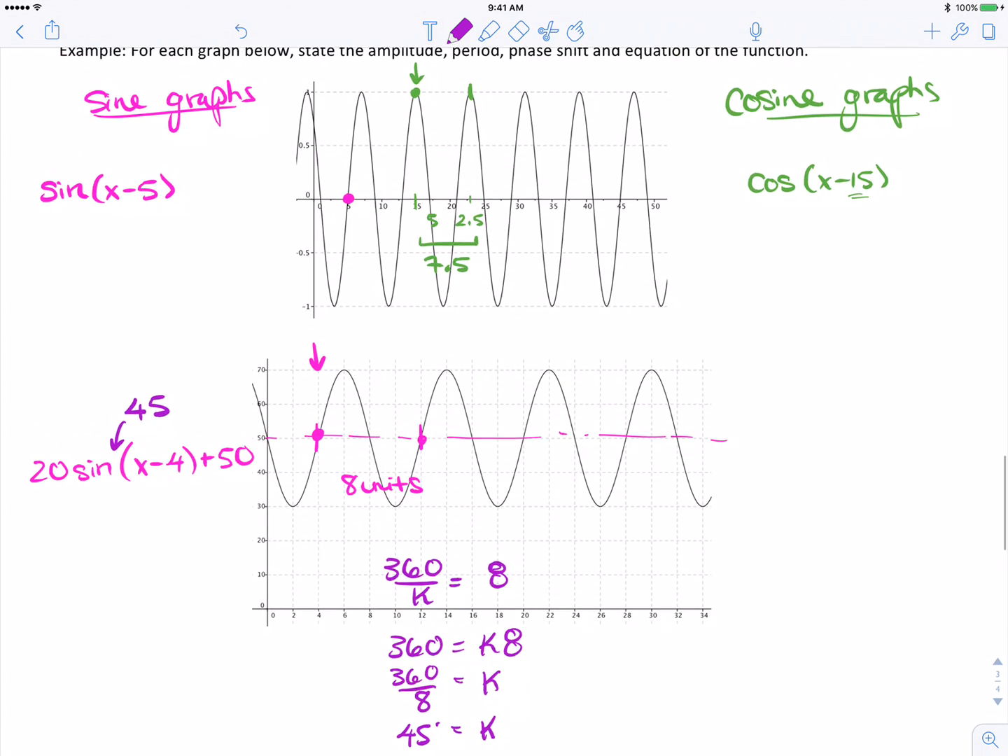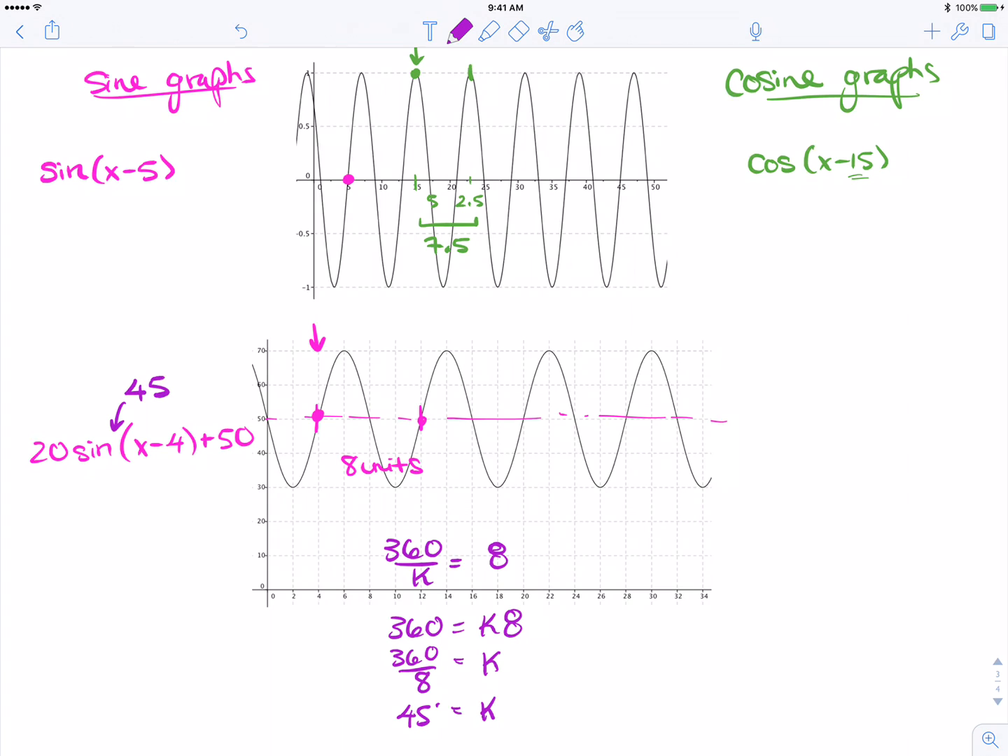Just like if I were to do that same thing for those graphs above to find my period, because I do want to include those here. I apologize for not doing that before. It'll be 360 divided by 7.5 to give me that k value, which is 48. So both of these would have a 48 in front of them. That's what makes them a little bit tricky, is the period.